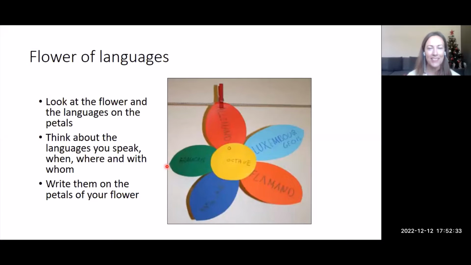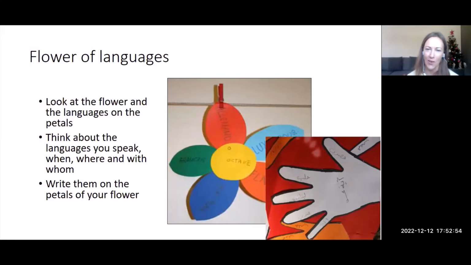Now the child puts their petals together to make a beautiful flower, and this becomes a wonderful pictorial representation of all the languages that children have in the class. So we used this in Lebanon, and this is the kind of thing that we got. The teachers actually adapted the activity. They decided they wanted to make a hand of languages instead, still writing the name in the middle and then the languages on the fingers.